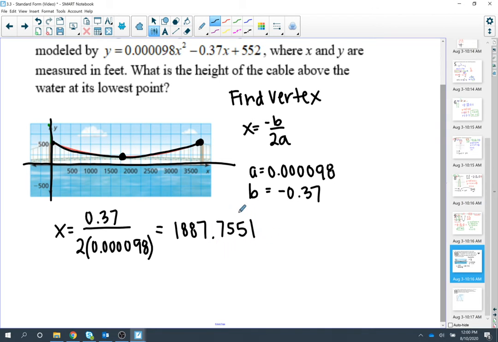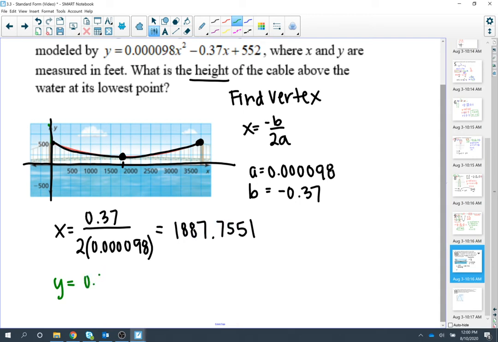Now, if I go look at my vertex, does this look like it might be out at like 1887? Yeah, because there's 2000, there's 1500, so that's halfway in between. Yeah, we look like we're doing okay. But it wants to know, what is the height? Well, that's not the height, that's just how far out it is on the bridge. So that means we're going to have to find our y value. So y equals, and we're going to substitute that crazy number.